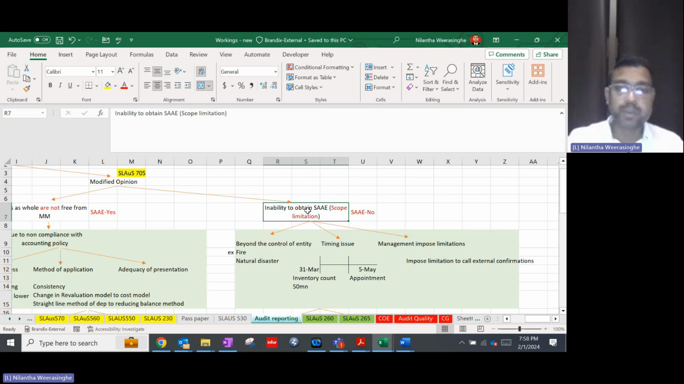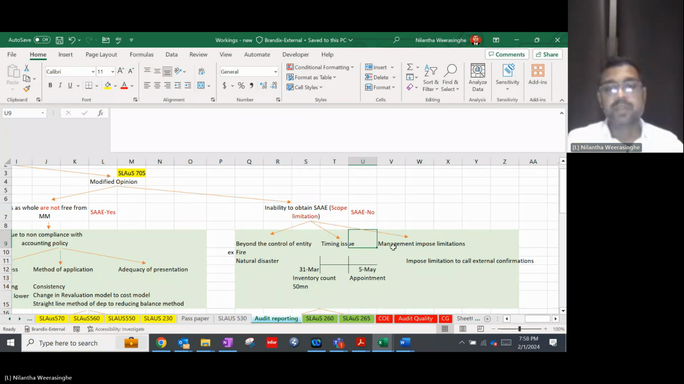Sometimes you can't collect sufficient appropriate audit evidence because of a timing issue. What do you mean by timing issue? The auditor is appointed after the financial year end. Your financial year end date is 31st March 2021, and the auditor is appointed around 5th May, one month after the financial statement date. The entity takes 100% physical stock verification to ensure existence of inventory, but you are not part of this inventory verification. So how do you give assurance on existence of inventory? You can't. Because of the timing issue, you might not be able to get sufficient appropriate audit evidence.